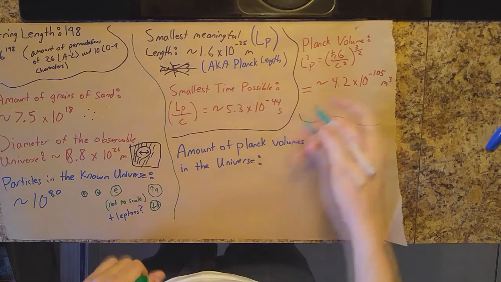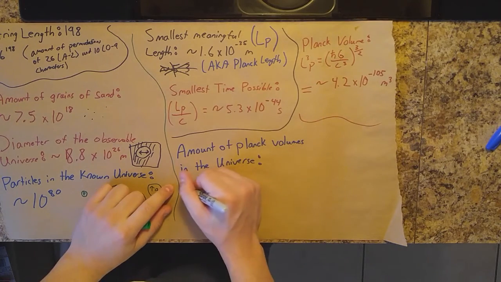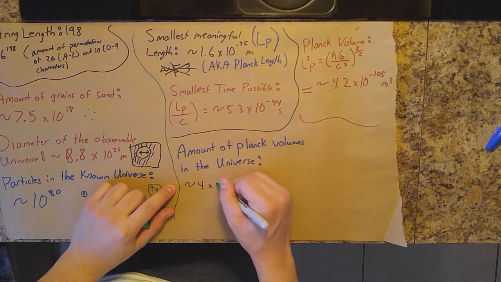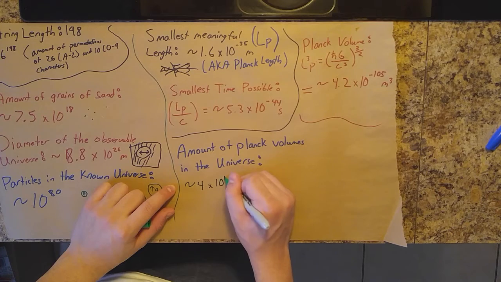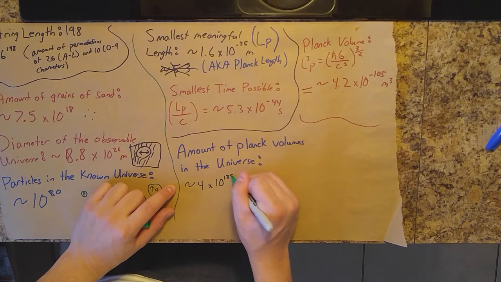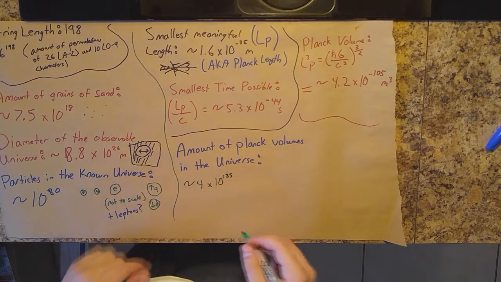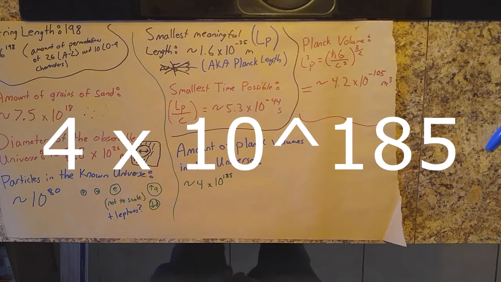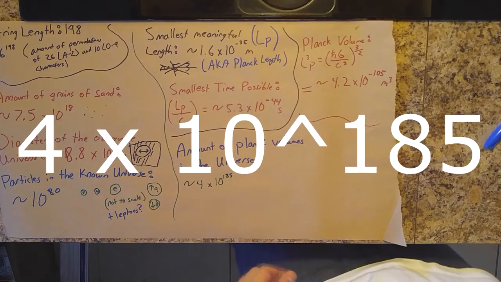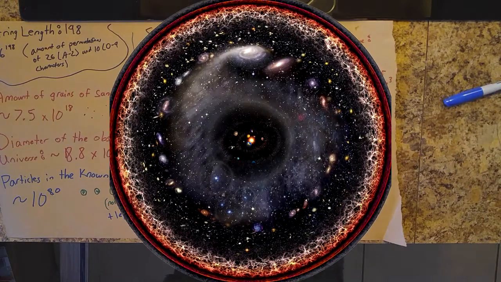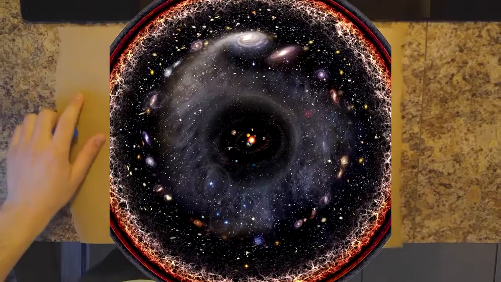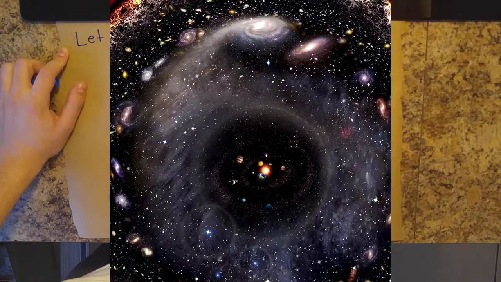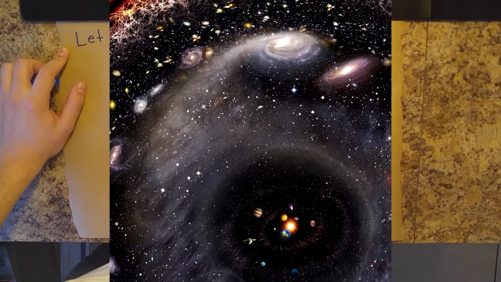Now we have to take that smallest volume and see how many of those we can fit against the largest volume, which is the volume of the observable universe. So the amount of Planck volumes in the observable universe is roughly 4 times 10 to the 185th power. So that small volume, how many of those are in the universe? How many of those small volumes can you fit in our universe? And that's the number.